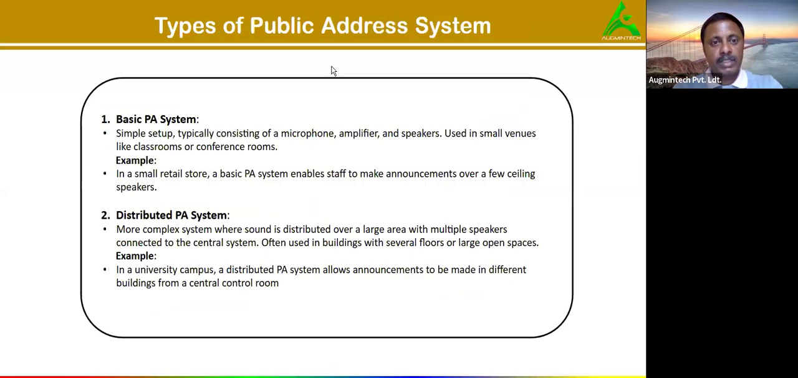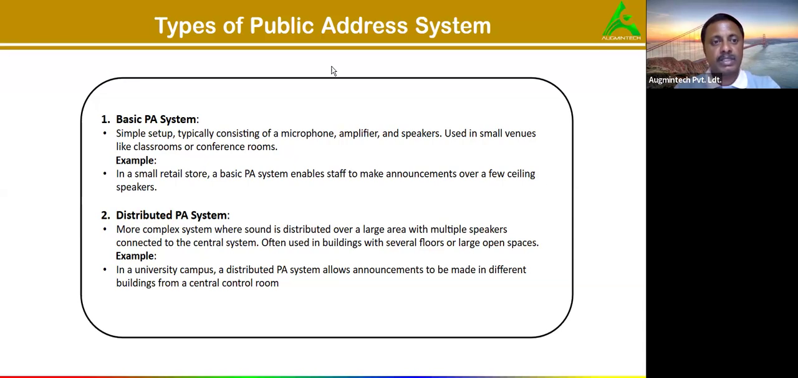The basic PA system is a simple system which consists of a microphone, amplifier, and speakers. Speakers along with woofers, subwoofers, etc., that we might be having. It is used in small venues like classrooms, conference rooms, etc. In a retail store, a basic PA system enables staff to make announcements over a few ceiling speakers. Usually in shopping malls you get these announcements.